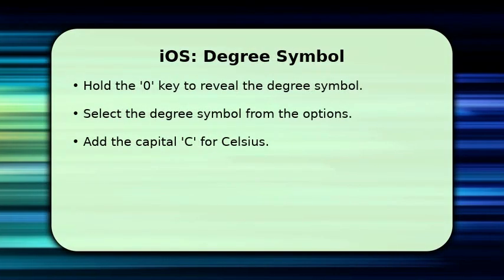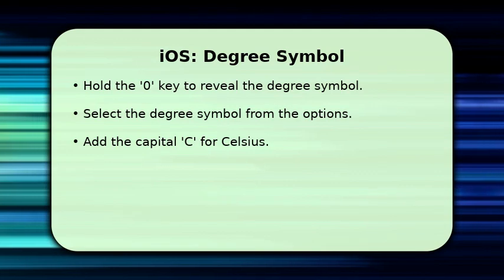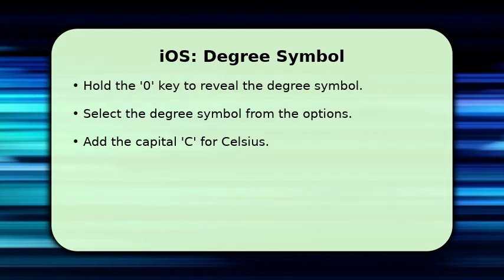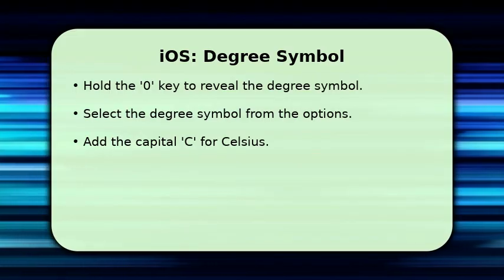If you're using an iPhone or iPad, typing the degree Celsius symbol is just as easy. Bring up your keyboard and tap on the number 0 key. Hold it down for a second or two, and a small menu will appear above it, displaying various symbols. Slide your finger to select the degree symbol from these options. Once it's inserted, simply type a capital C right next to it to complete your Celsius temperature.